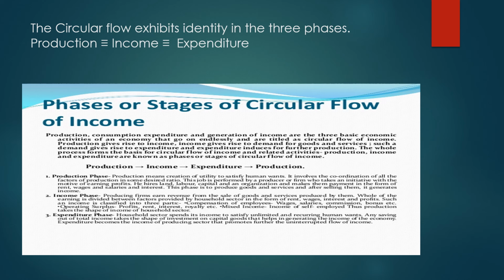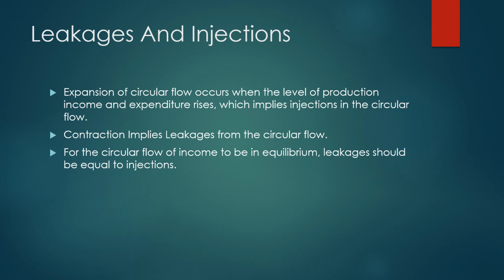We'll be talking about the phases or stages of circular flow. As already discussed, production leads to income, income leads to expenditure, which further leads to production. So we say production, consumption, expenditure, and generation of income, they are the three basic economic activities of an economy which go on endlessly and are titled as the circular flow of income. And the last topic is leakages and injections.